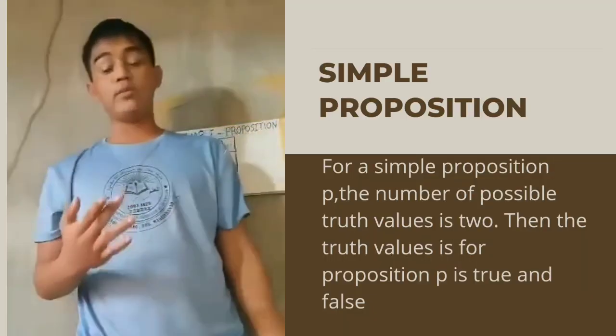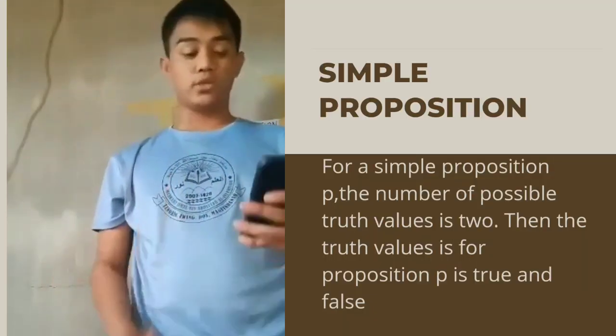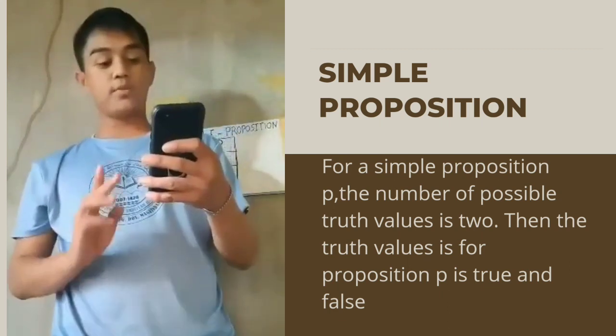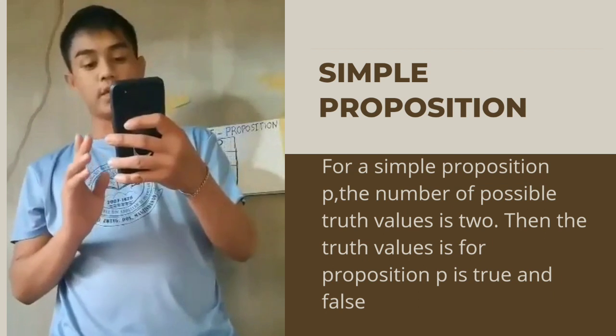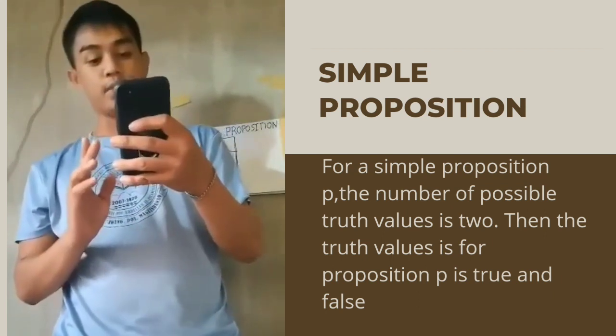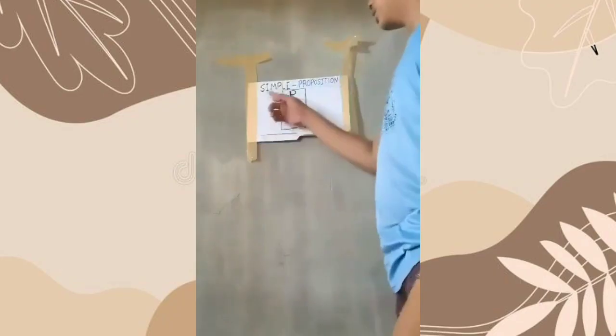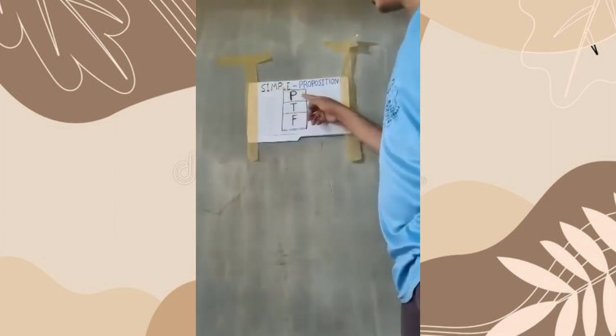Hello everyone, so the problem now is a simple proposition. For a simple proposition P, the number of possible truth values is 2. The truth values for proposition P are true and false. Simple proposition P: T, F.